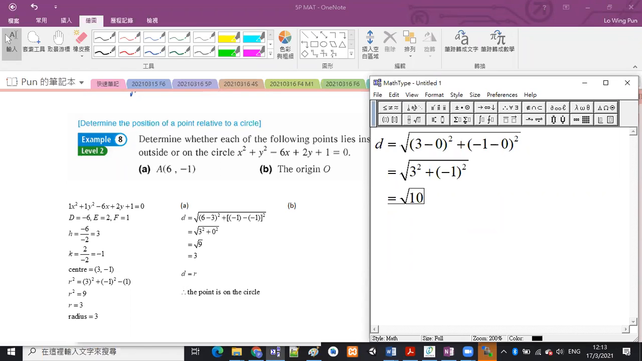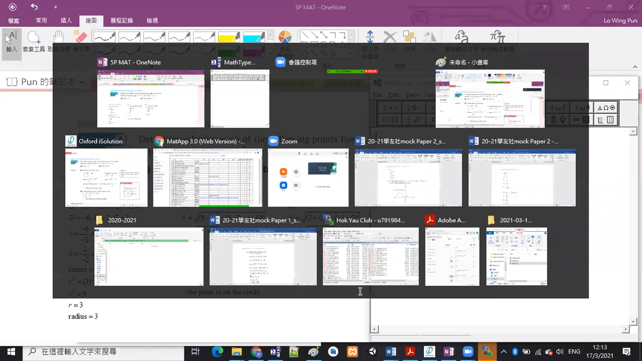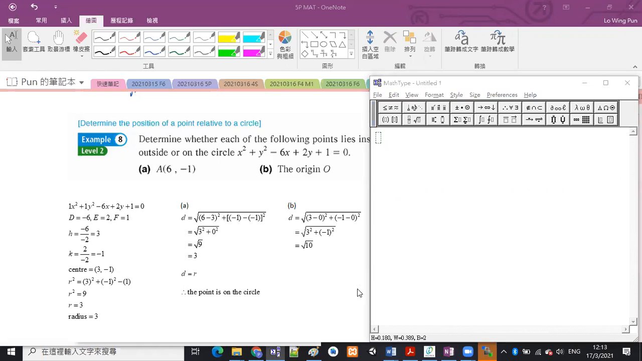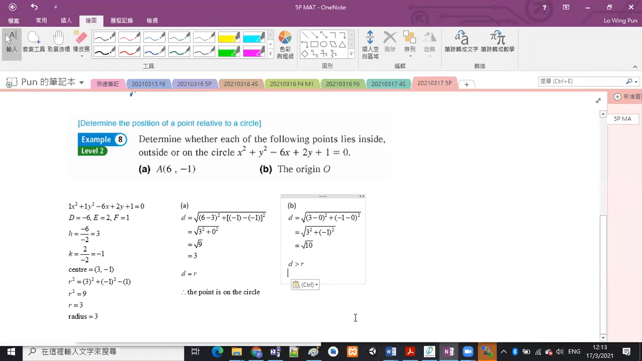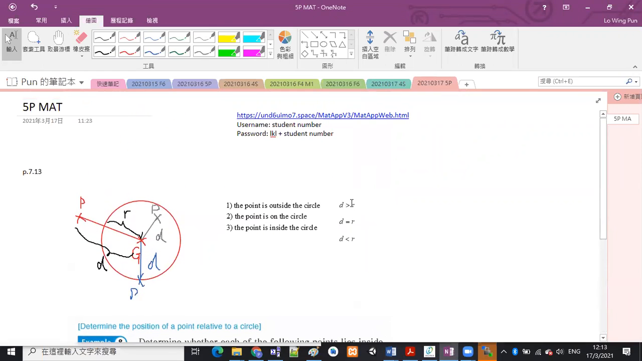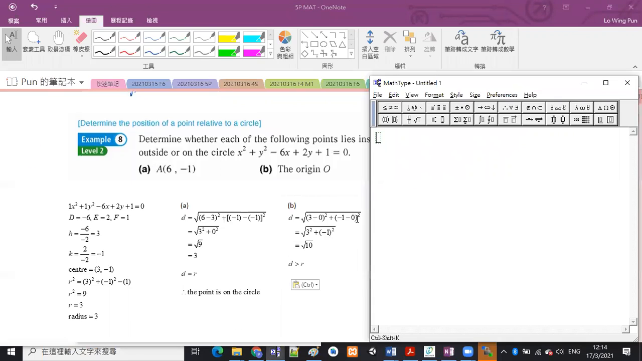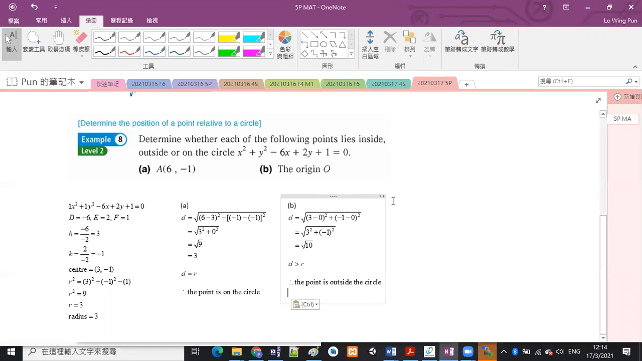Square root of 10, if you use the calculator, it will be 3 point something, which should be larger than 3. So in this case, d is larger than r. The distance between the point and the center is larger than the radius, which means that it should be case 1. Okay, the point is outside the circle. So we just write down the conclusion. Therefore, the point is outside the circle. So that is the answer.